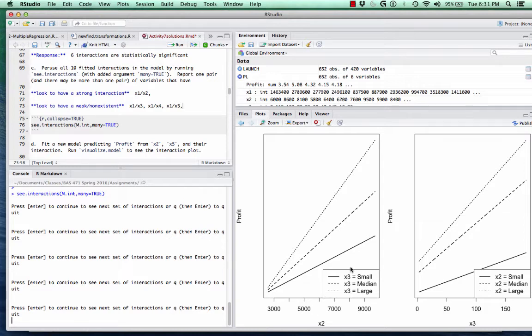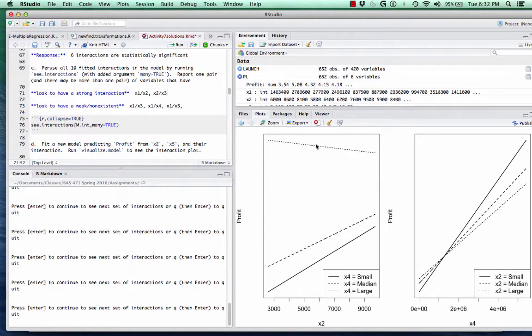X2 and X3, well, this one kind of straddles the fence. We do see a little bit of a difference in slopes here, definitely stronger for individuals with larger values of X3 versus smaller values of X3, but it's not a huge difference. So I'm going to go ahead and just say, all right, let's have this one be a strong one. It's not that strong, but it's not that weak. It's kind of in the middle.